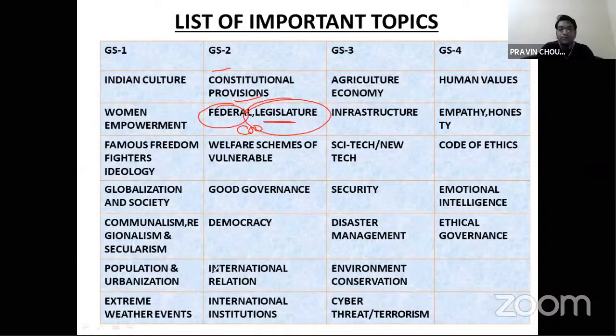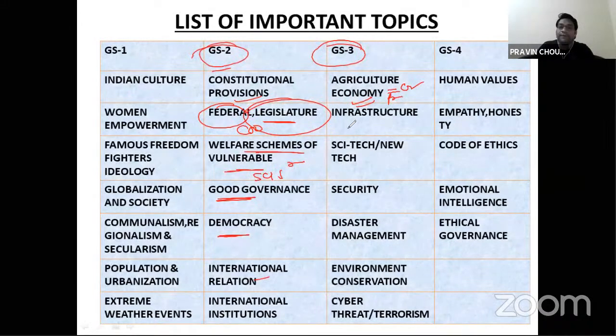And GS3, like economy, most important. You should know the cropping pattern of our country, problems faced by the farmers, like problems related to the power distribution system, hunger issues, food processing industries, all of which come under the agriculture economy. Infrastructure development: any country's economy depends on infrastructure development, that includes proper development of roads, seaports, airports, railways, everything that is part of infrastructure.